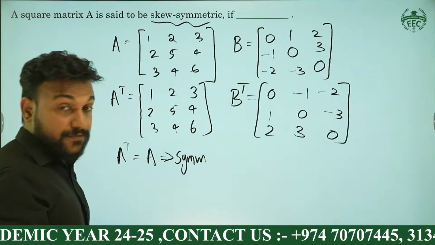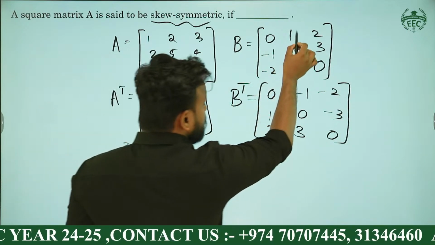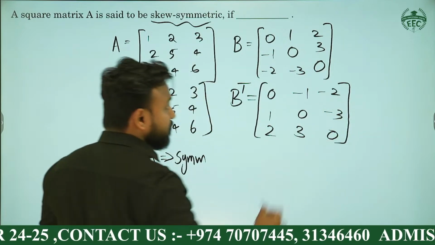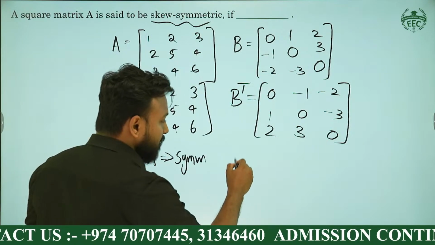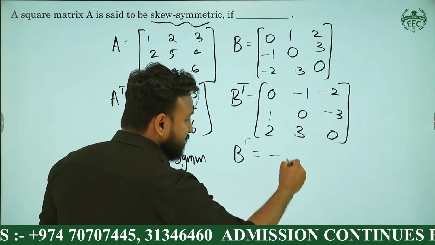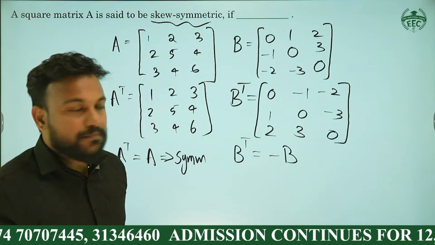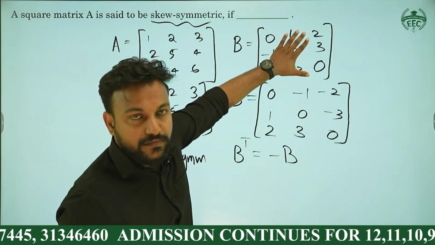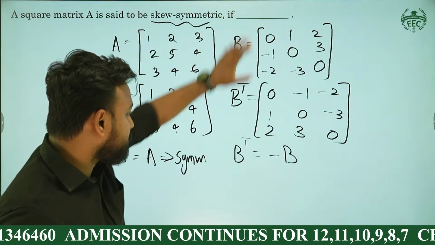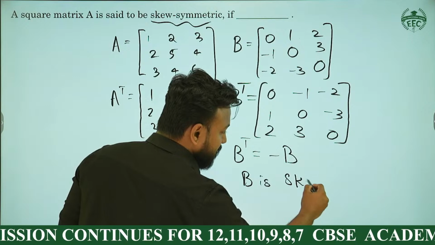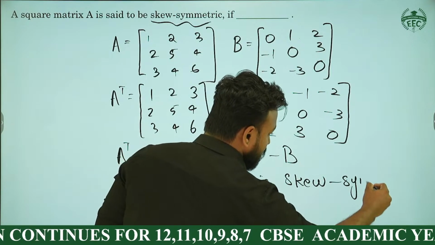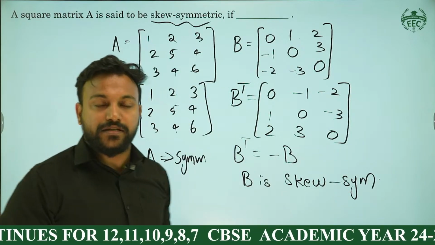Listen guys, listen carefully. Here you can see these positive numbers changed to negative numbers and these negative numbers changed to positive numbers. That means B transpose is negative of B. Negative of that matrix B. Then we can say B is skew symmetric. Did you get it?